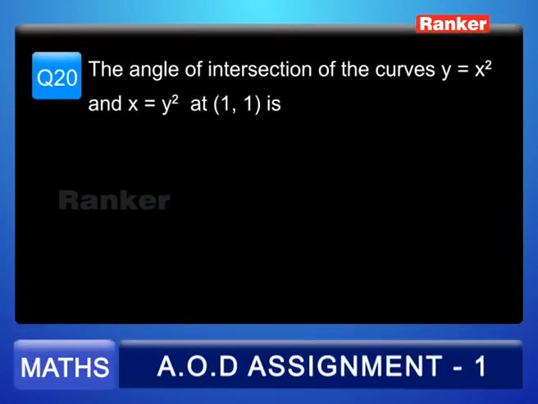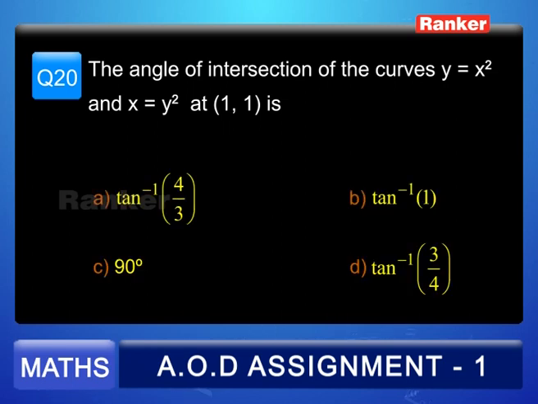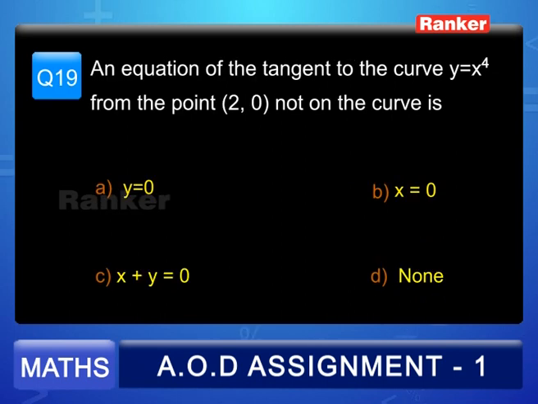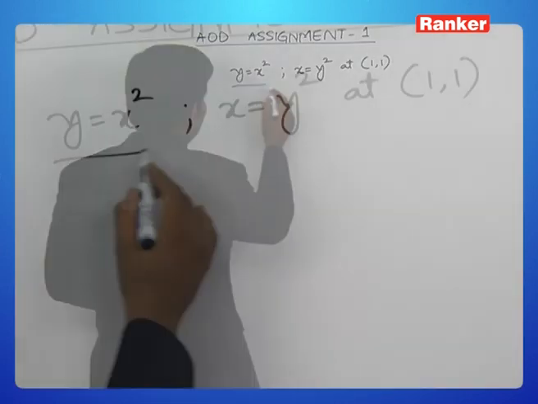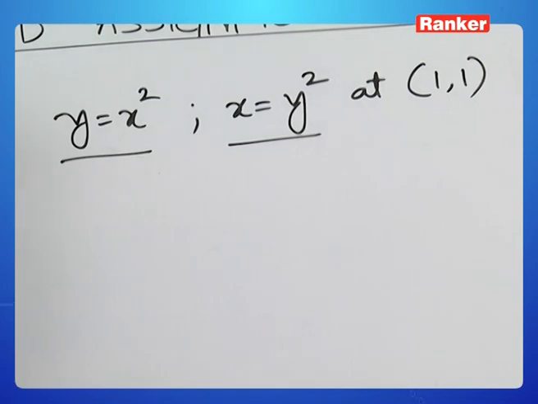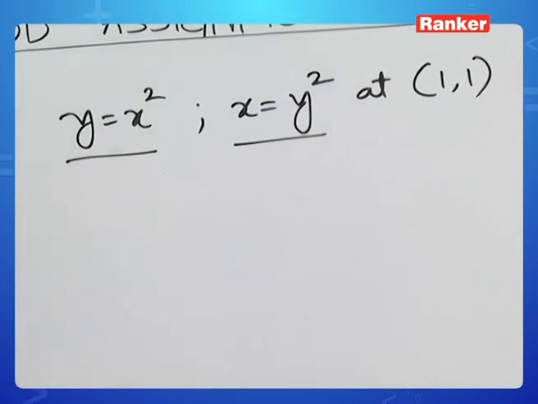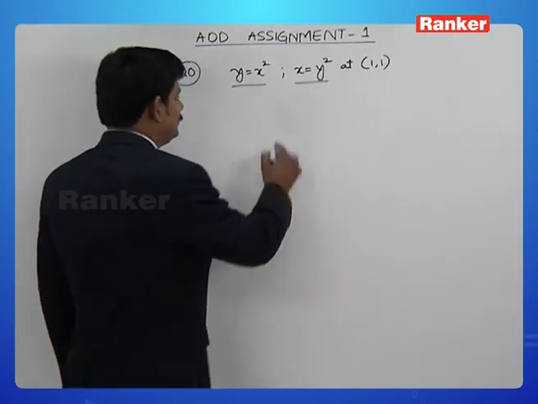Next question, the angle of intersection of the curves y equal to x square and x equal to y square at 1 comma 1 is option A tan inverse 4 by 3, option B tan inverse 1, option C 90 degrees, and option D tan inverse 3 by 4. We are asked to find the angle between the curves y is equal to x square and x equal to y square at the point 1 comma 1.